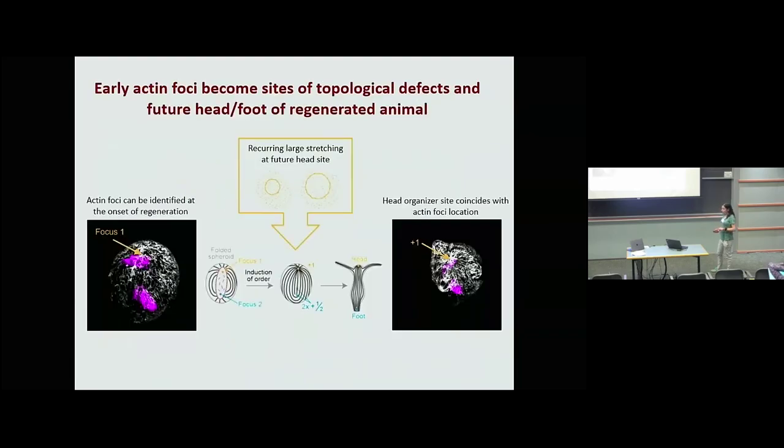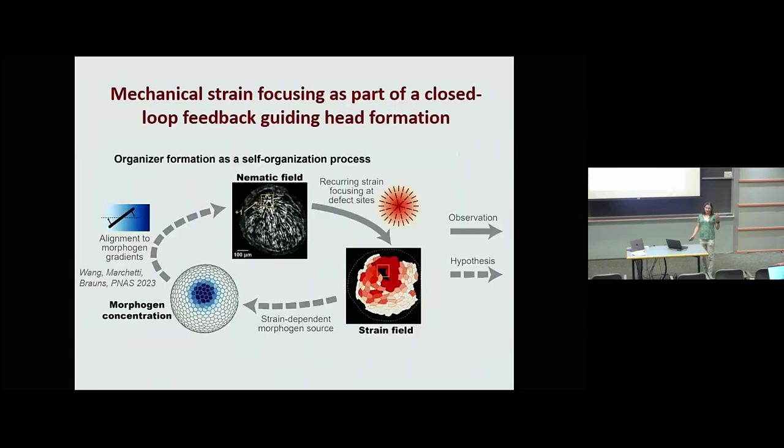Okay, so what do we know actually about this? We know that the group of cells that finally forms the head organizer and is located at this +1 defect is, from the beginning, the same group of cells that is located at one of the early foci of the fiber organization, which then forms the +1 defect, and throughout regeneration is undergoing these large recurring stretching events. And so this leads us to propose this feedback mechanism for head formation.